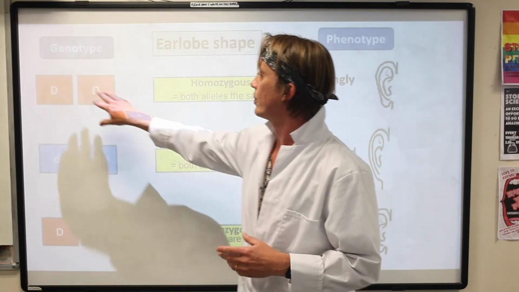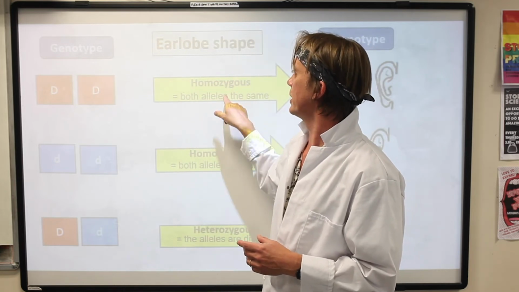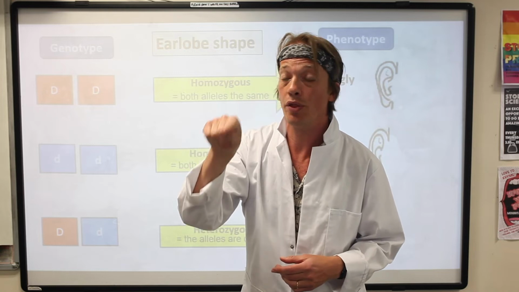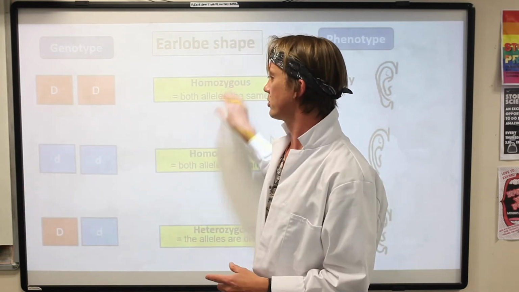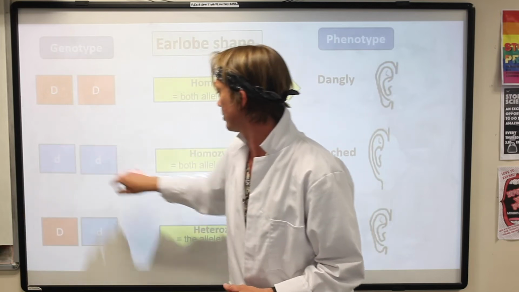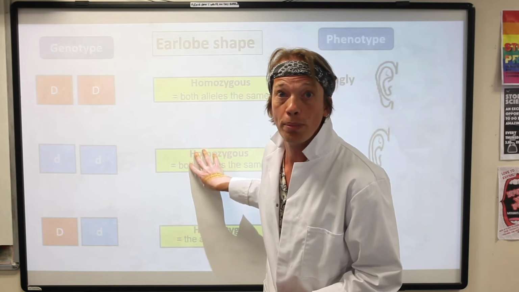Well, first of all, let's look at the word homozygous. Homozygous means both alleles are the same. So if you're big D, big D, you're homozygous. Both alleles are the same. And if you're little d, little d, both alleles are also the same, so you're also homozygous.